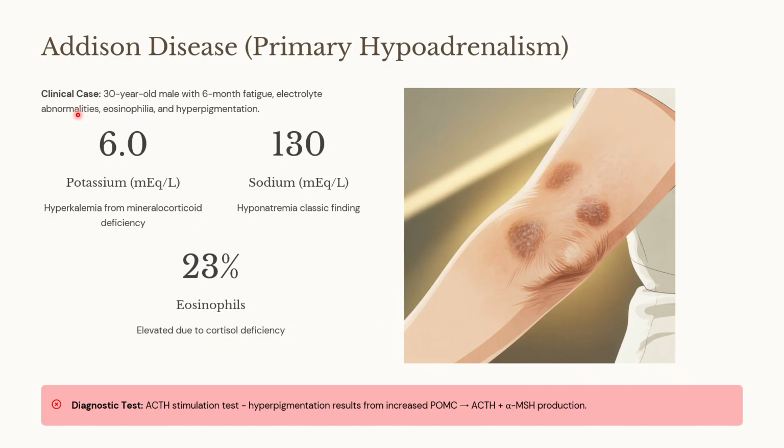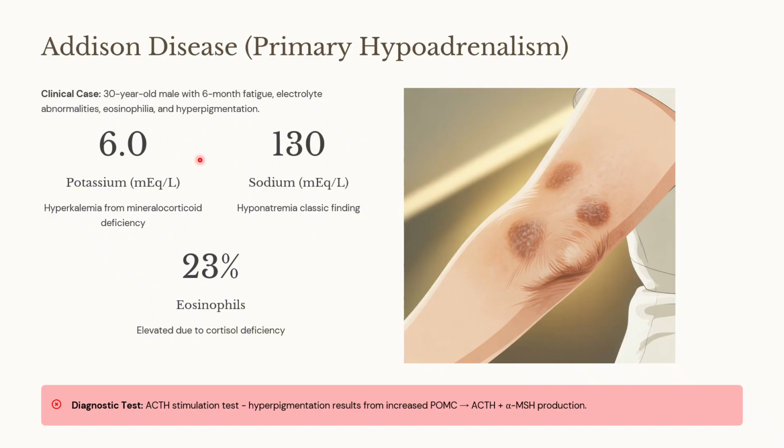Electrolyte abnormalities, because the adrenals are not secreting and therefore there is no mineralocorticoids. The glucocorticoids are also not properly being secreted, so therefore it results in subsequent electrolyte abnormalities. Eosinophilia. We do have eosinophilia. Why? Because the glucocorticoids which are secreted by the adrenal glands are necessary for the eosinophilic sequestration. So when the glucocorticoids are not secreted properly, then the eosinophils are not sequestered and they are not destroyed. Therefore, there is an increased amount of eosinophils, resulting in eosinophilia, as well as a hyperpigmentation.